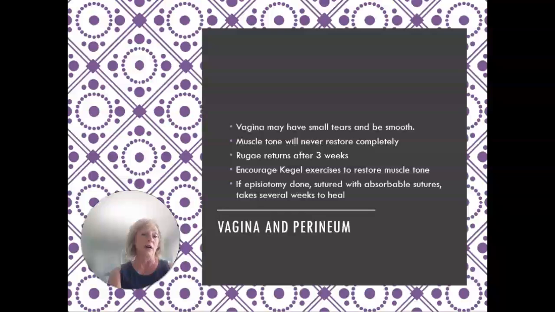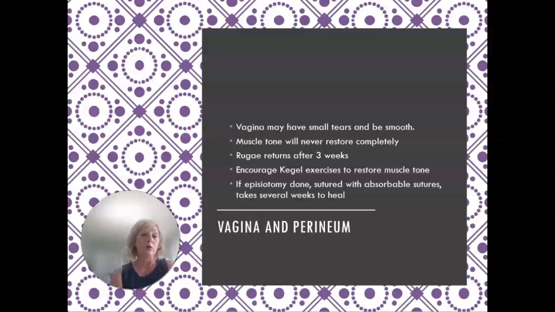So what's the vaginal canal going to look like? What's the perineum going to look like? Well, sometimes the vaginal area can have some small little tears, and it can be kind of smooth. Muscle tone in that vaginal area probably will never go back to the way it was prior to delivering a baby, but you can get a lot of that muscle tone back. So we tell moms to really start doing Kegel exercises to try to restore that. So, squeeze the butt cheeks and release, and squeeze and release.